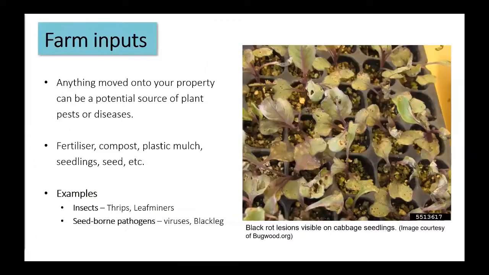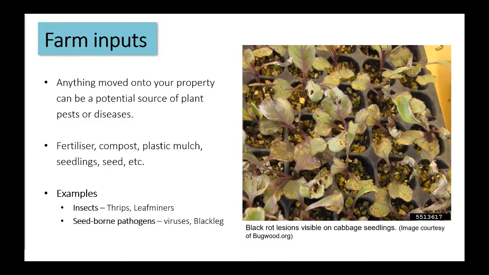Thanks. Great. So the next pathway is farm inputs. Pests and diseases can be spread by anything new moving onto your property, whether that's fertilizer, compost, plastic mulch, seedlings, and seed and other planting inputs. A few examples here are leaf miners and thrips that are really easily concealed in seedlings. And there's also a lot of diseases and viruses that are spread through planting inputs.